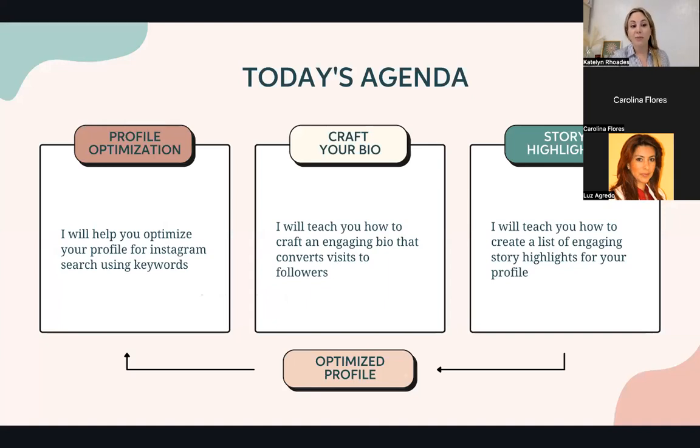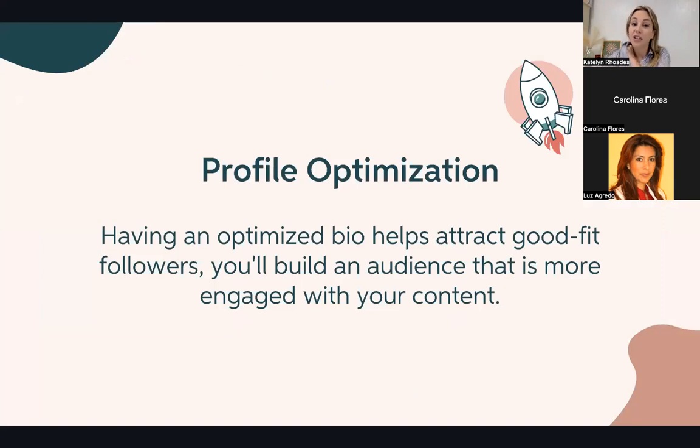So today I'm going to help you optimize your profile for Instagram using keywords. And then I'm going to help you guys craft an engaging bio for your Instagram account so that you can convert your visits to actual followers. And then I'll teach you how to create a list of engaging story highlights for your profile. All of this will work into having an optimized profile so that people will start following you and trusting you as their trusted realtor. So having an optimized bio helps attract good fit followers. You'll build an audience that's more engaged with your content if you are actually bringing in followers that are relevant to you in your industry.